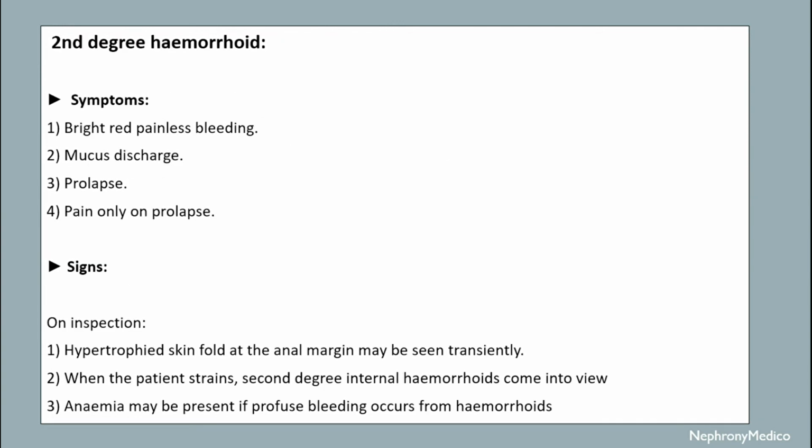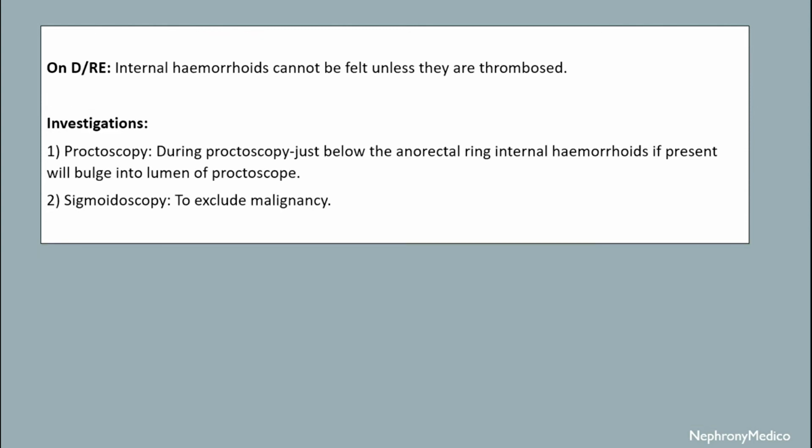Second degree hemorrhoid. The symptoms are bright red painless bleeding, mucus discharge, prolapse, and pain only on prolapse. The signs are on inspection: hypertrophied skin fold at anal margin may be seen. When the patient strains, second degree internal hemorrhoids come into view, and may be present if profuse bleeding occurs from hemorrhoids. On direct rectal examination, internal hemorrhoids cannot be felt unless they are thrombosed.